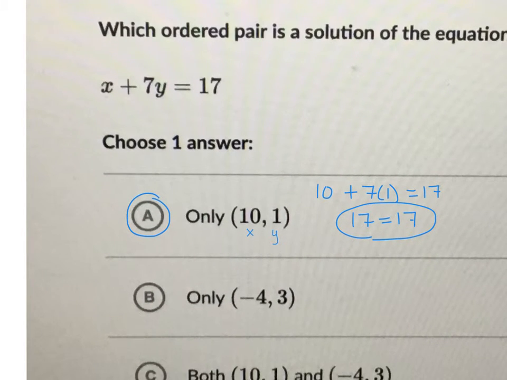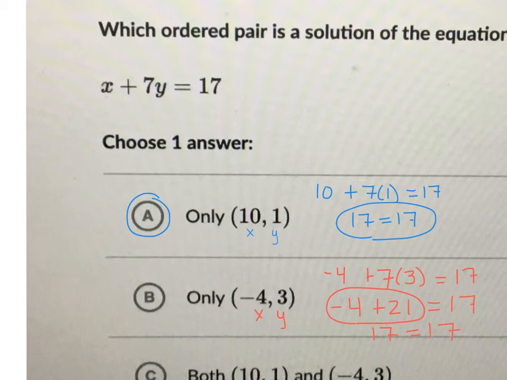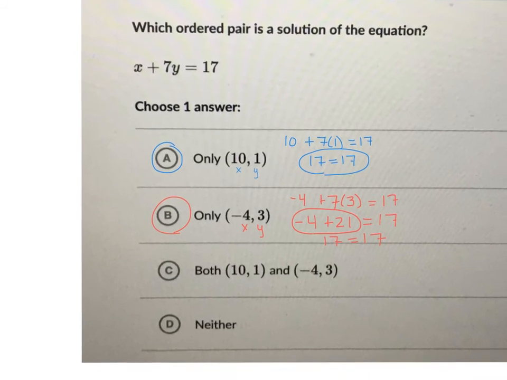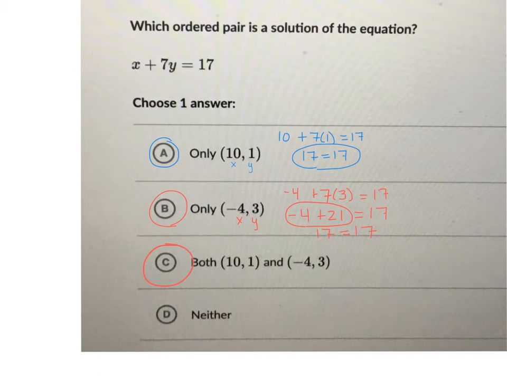Remember, the first number is always x and the second is always y. So here I've got negative 4 plus 7 times 3. Okay? 7 times 3. And that must equal 17. So that's negative 4 plus 21. Does it equal 17? Well, negative 4 plus 21 is 17, and that does equal 17. So it's also a solution. So in this case, both of them were a solution, so the answer is C, because both of them are a solution.